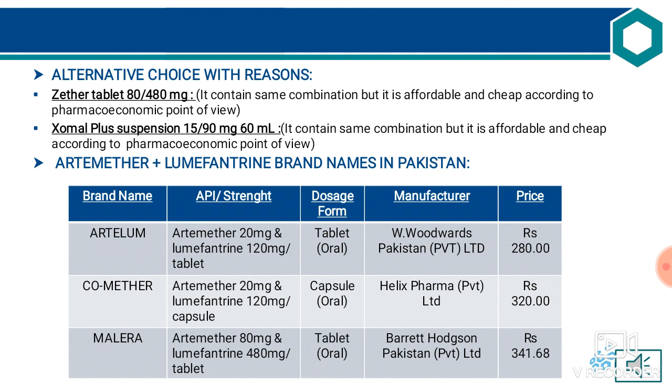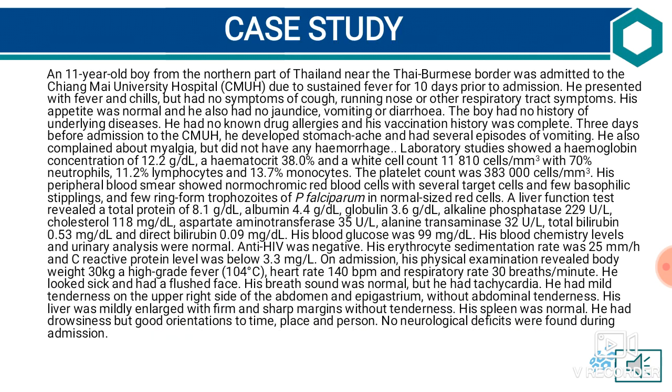Malaria. Artemether 80 mg, lumefantrine 480 mg. It is a tablet. Dosage form is oral. Manufacturer is Barrett Hodgson Pakistan Private Limited. Its price is 341 rupees.